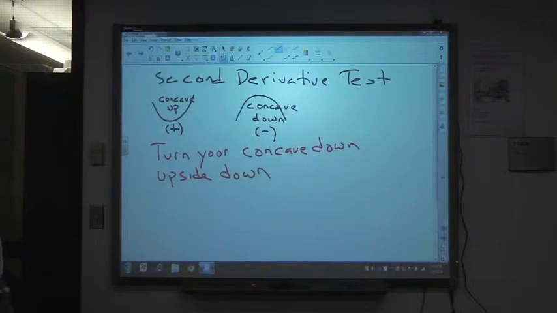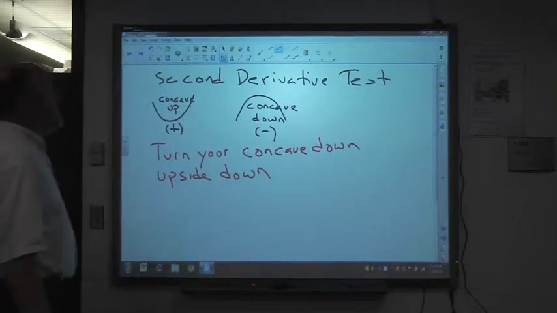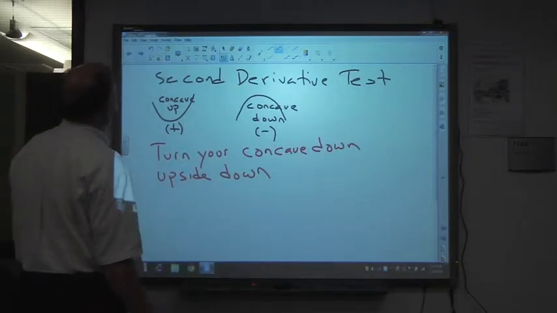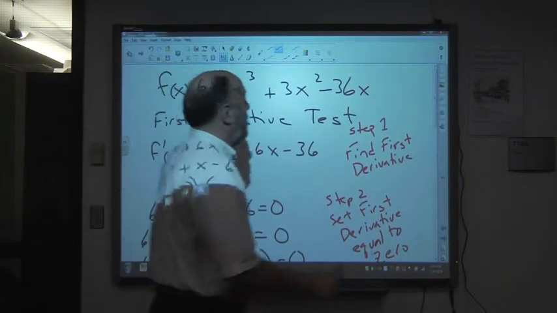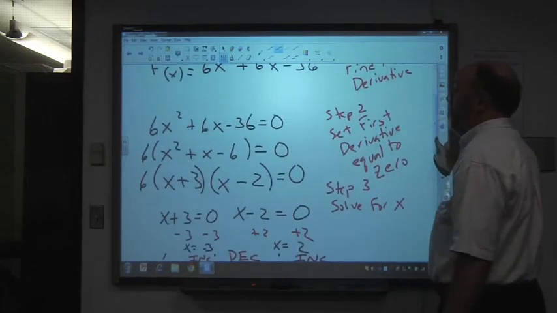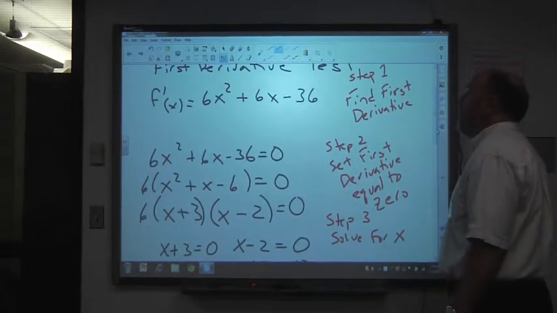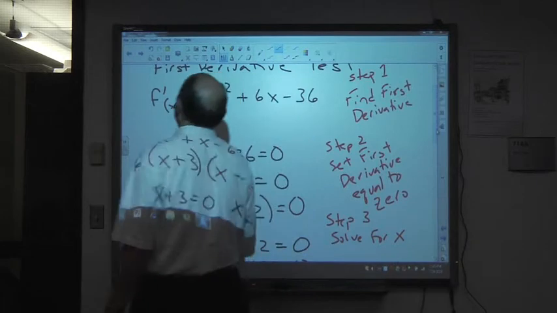So second derivative test, and what does it tell us? First off, to do the second derivative test, we have to find the second derivative. So let's go back to our problem. And we found the first derivative, which we said was 6x squared plus 6x minus 36.